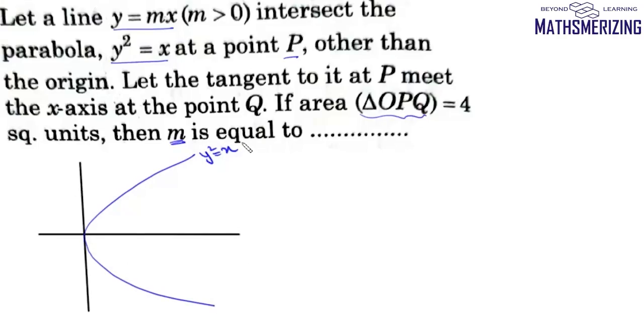Which is y square equals x, and then we have this line which is y equals mx, which intersects this parabola at point P. Now we have a tangent at this point P, which meets x-axis at a point Q. So it says if area of this triangle OPQ is 4 units, then we need to find the value of this m.